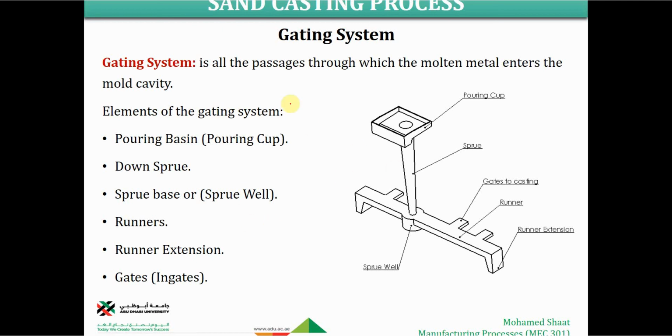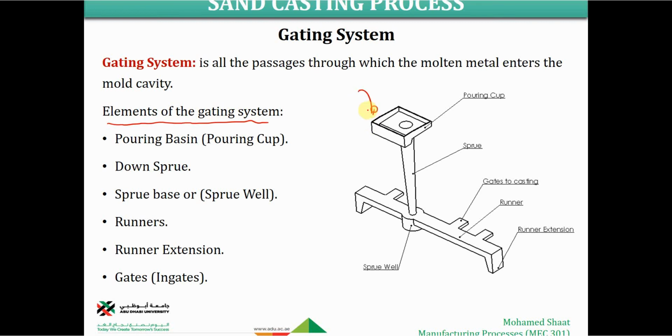So generally, the gating system is all the passages through which the molten metal enters the mold cavity. How we allow or transfer the molten metal to fill the mold cavity should be done through the gating system. And this gating system has different elements. These include the pouring basin or pouring cup, which is the first thing that we're going to see from the top of the sand mold.